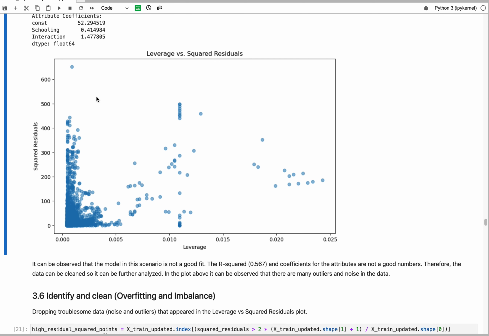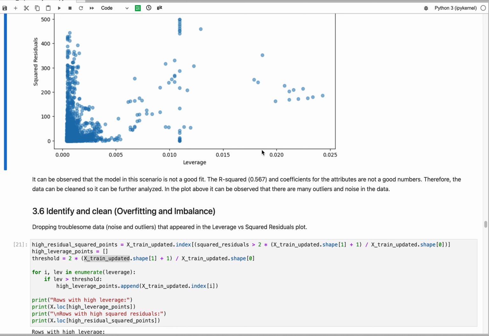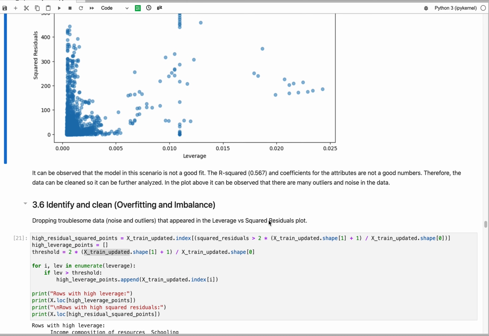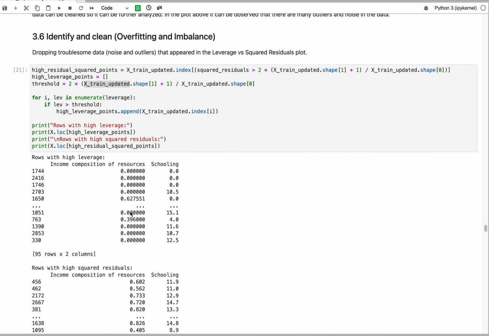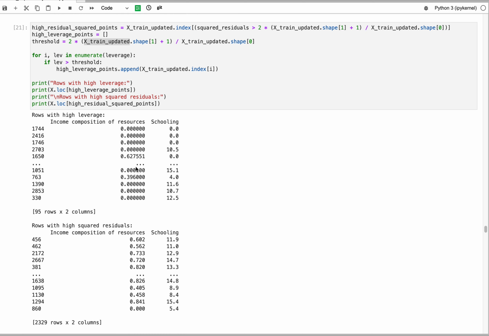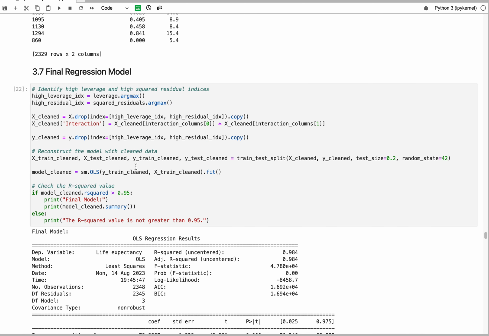So the idea is to clean the data and the imbalance in the data and see what result we can get by running multilinear regression again. Here you can see many values were dropped from income and schooling. And here's the final regression model with the data trained and clean.